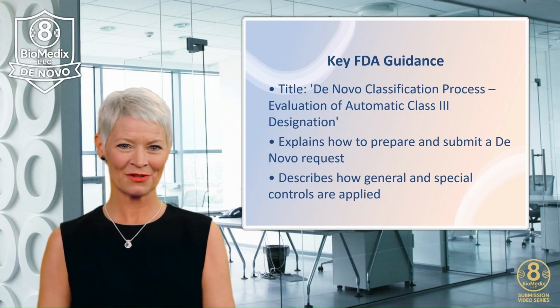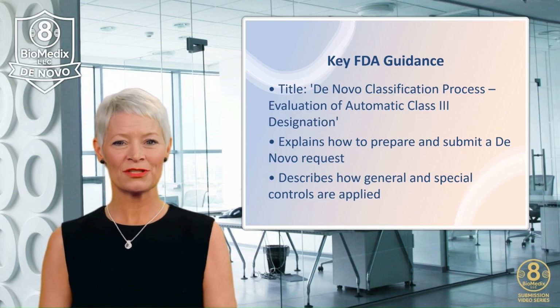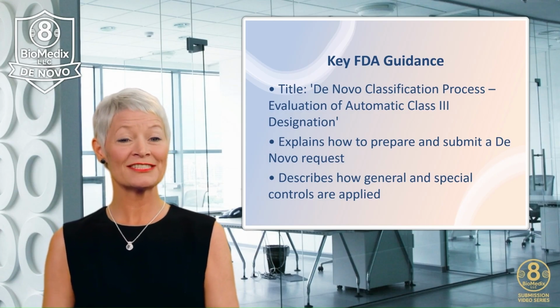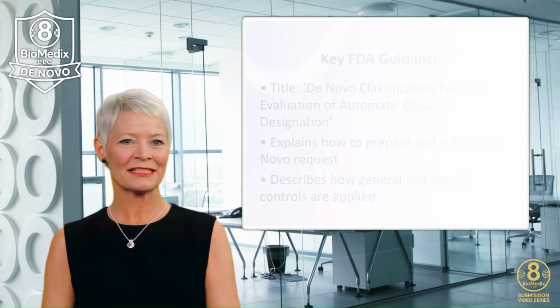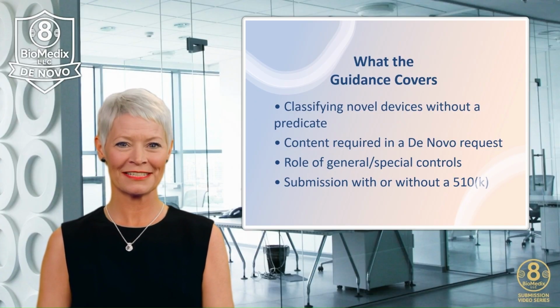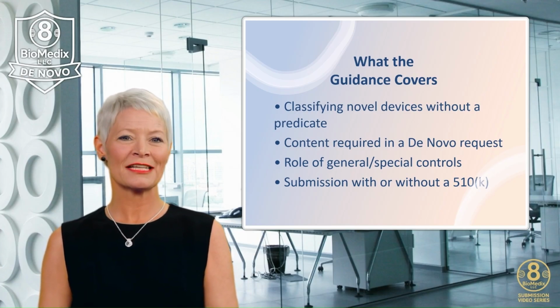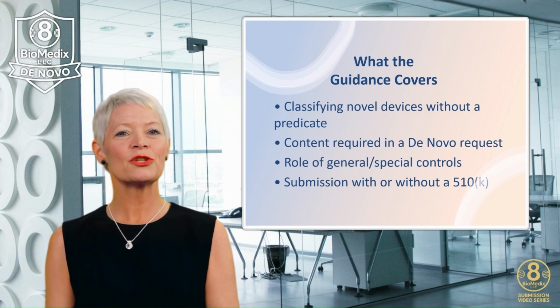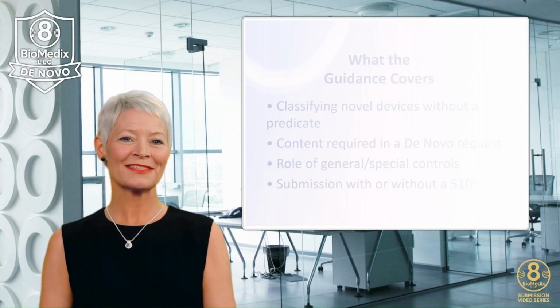In addition to standards, you should be familiar with key FDA guidance documents. One of the most important is the De Novo Classification Process, Evaluation of Automatic Class III Designation. This document explains how to classify novel devices that lack a legally marketed predicate, what to include in your de novo request, how FDA applies general and special controls to determine classification, and how to proceed with or without a prior 510(k) submission.